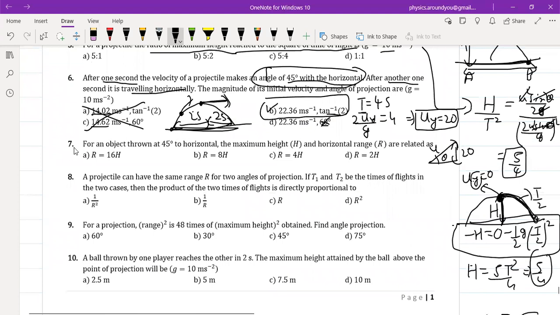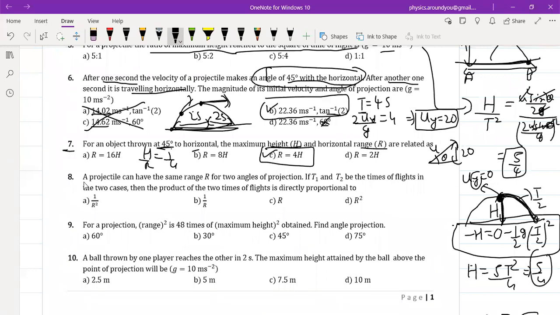Question number 7. Again, innumerable number of times, H by R. How to relate it when theta is given? H by R is tan theta by 4. Tan of 45 degrees is 1. So tan theta by 4 turns out to be 1 by 4. So H by R turns out to be 1 by 4, so R should be equal to 4H. The only right option turns out to be C.